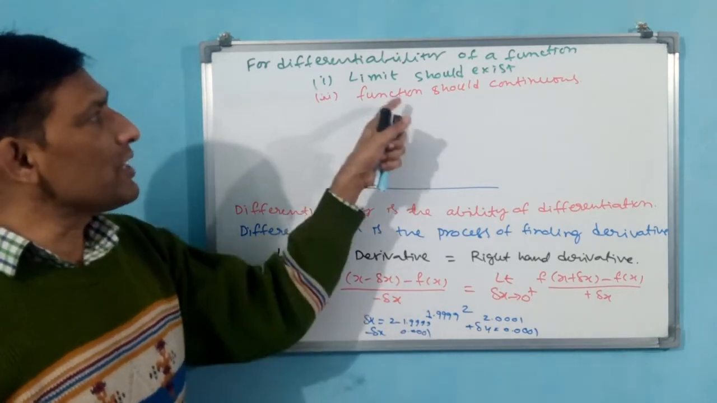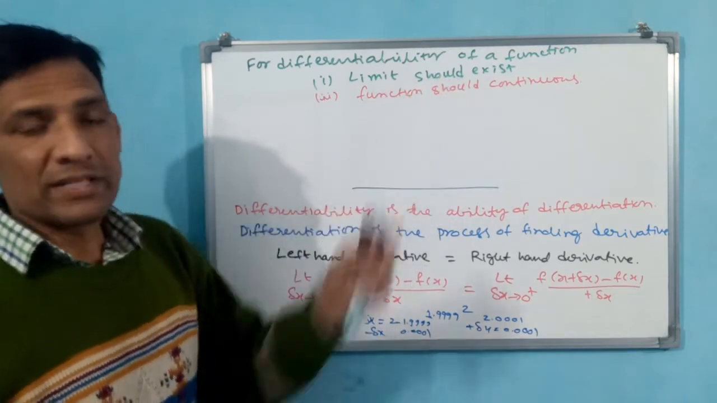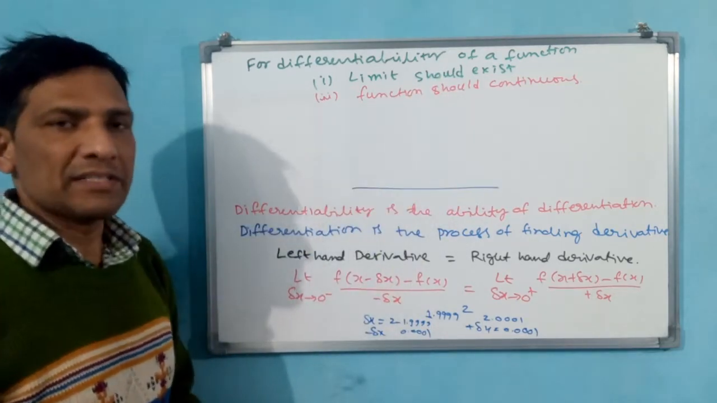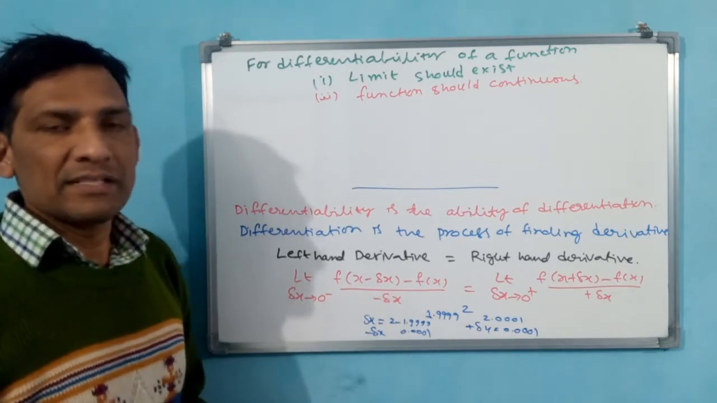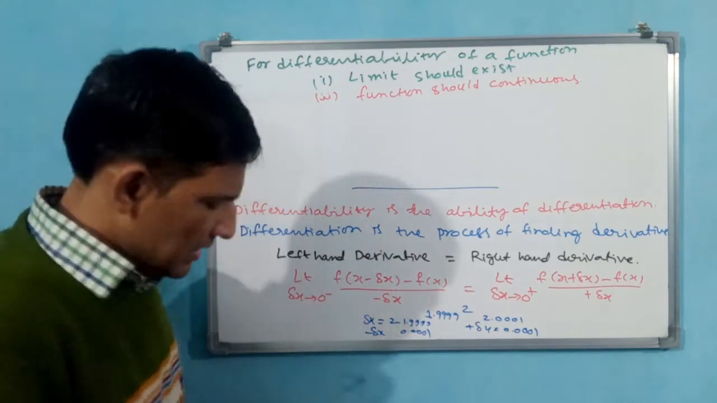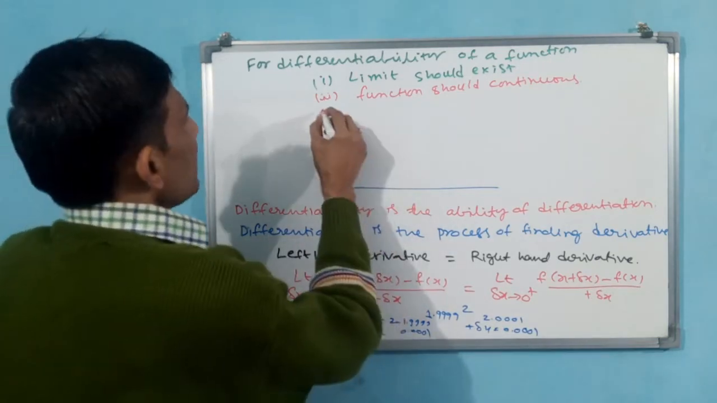Why? Because for continuity also, again we are seeing limit only. Left hand limit, right hand limit, we are comparing and we are seeing that with main limit, and if all three are equal, then we are saying that the function is continuous. Okay? And the third one is this one.